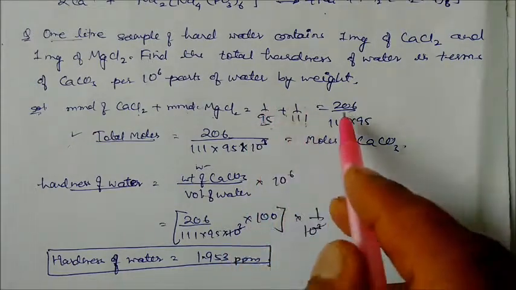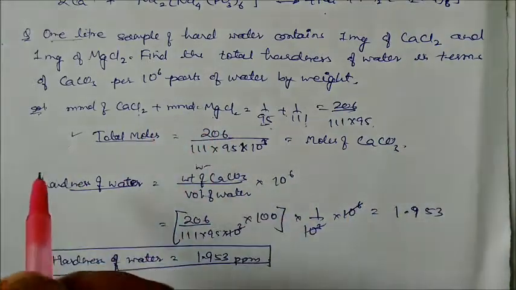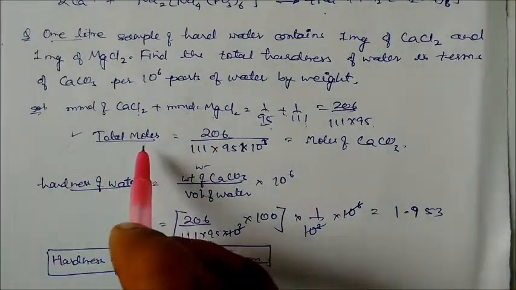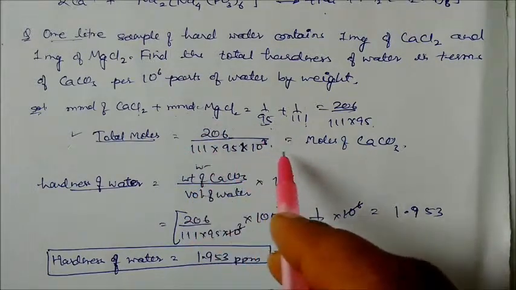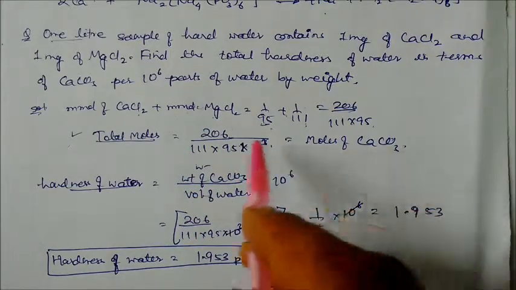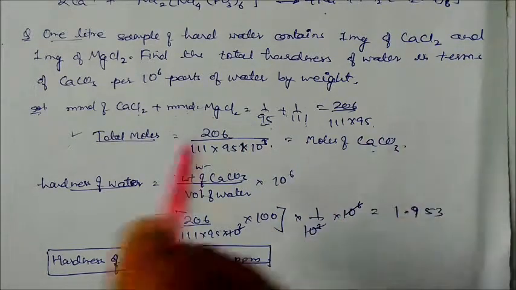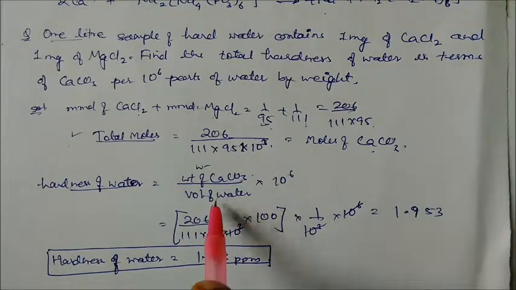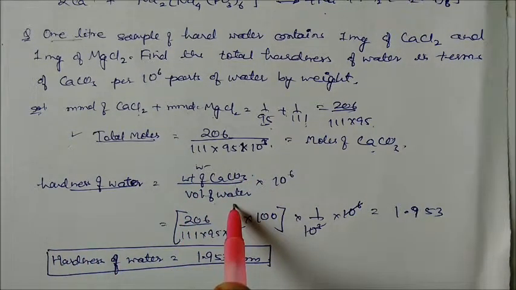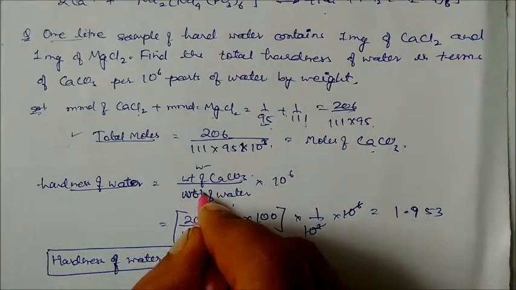If you solve it, you will get 206 divided by 111 into 95. This is the millimoles of these two salts. So total moles will be 206 divided by this into 10⁻³. Now we have to convert into moles of calcium carbonate, so this is equal to moles of calcium carbonate, multiplied by 100. Now hardness of water is weight of calcium carbonate by weight of water.